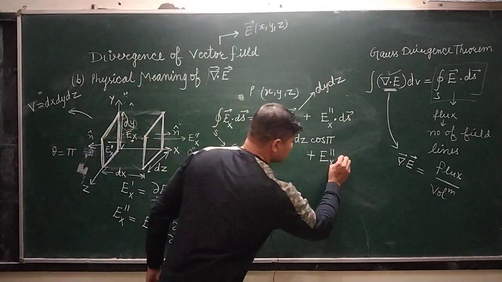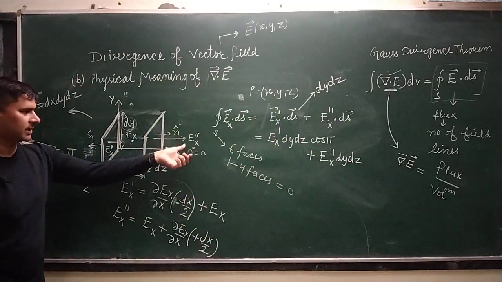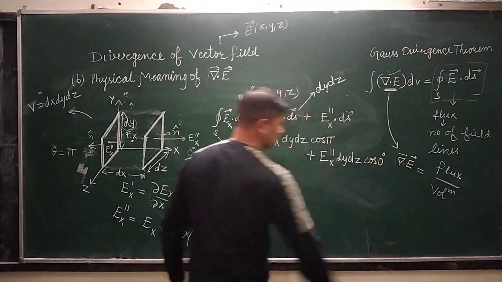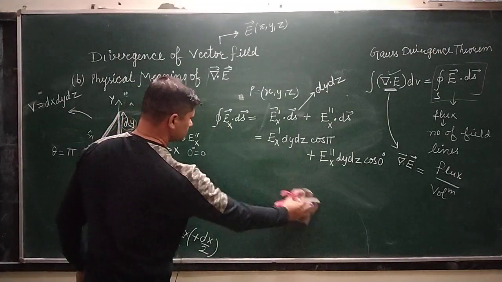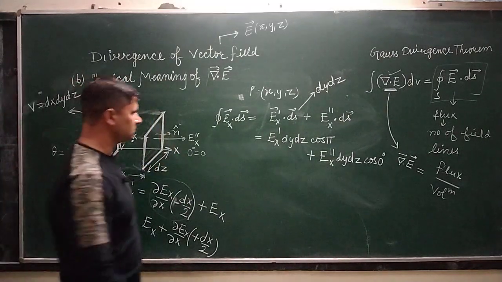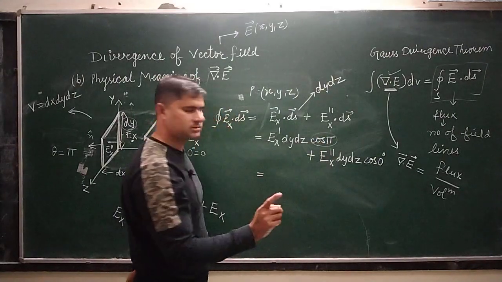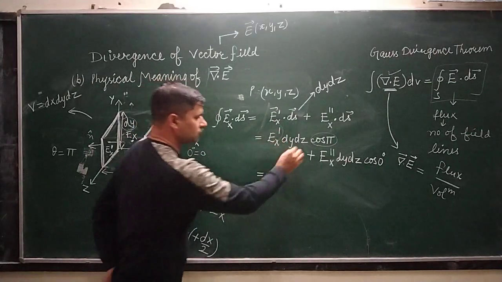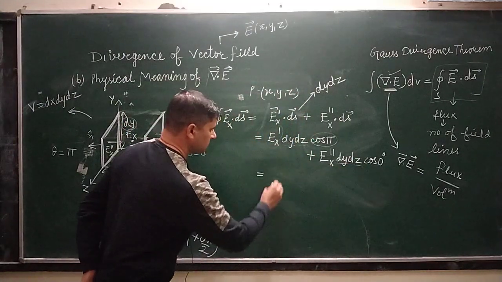Ex at the second phase, and ds, this surface is again dy into dz, and at the second phase you can see the normal and electric field are in the same direction, so you can write cos 0 degree. Okay, so this is how you will calculate the flux due to x component. So cos pi is -1, and Ex dash, you see dy and dz are common, so you can take them out.